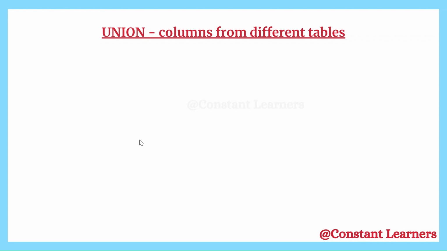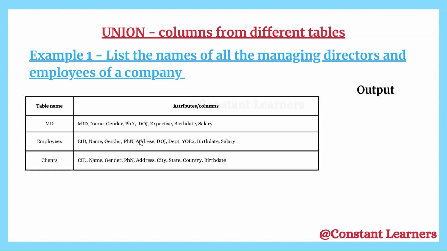We're going to understand with the help of 3 different examples. Let's take the first one. List the names of all the managing directors and employees of a company. So what column do we need? We need the names column. Whose names do we need? First, we need the names of all the managing directors and all the employees.